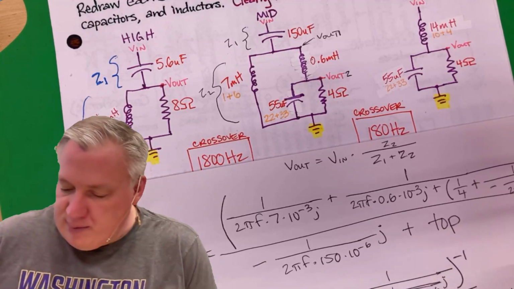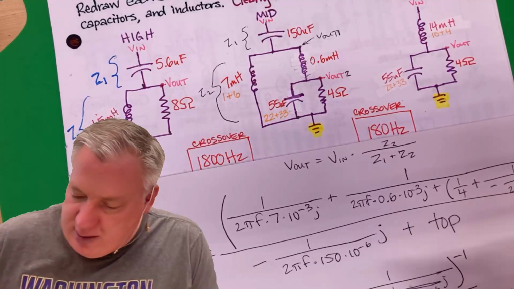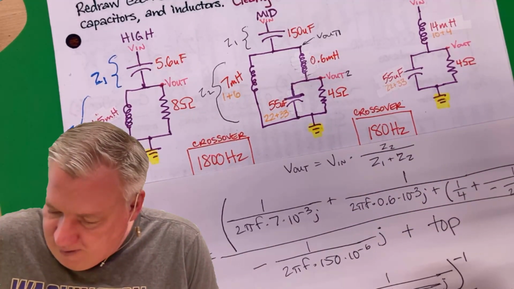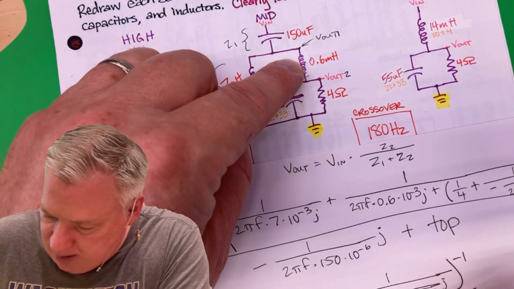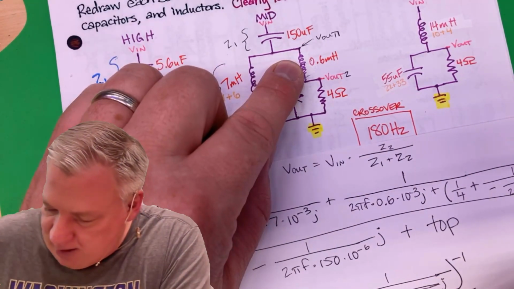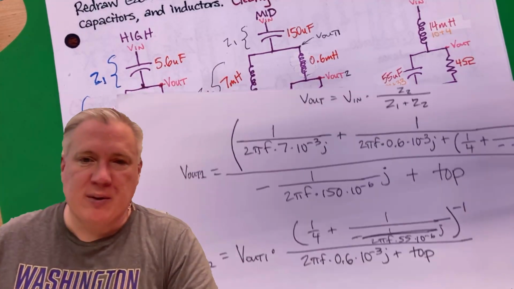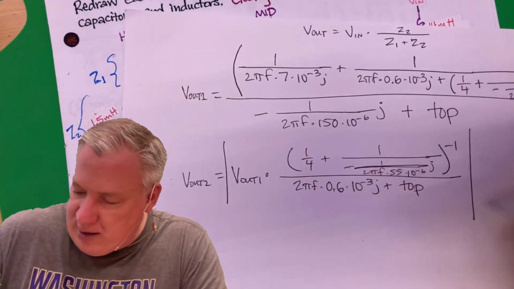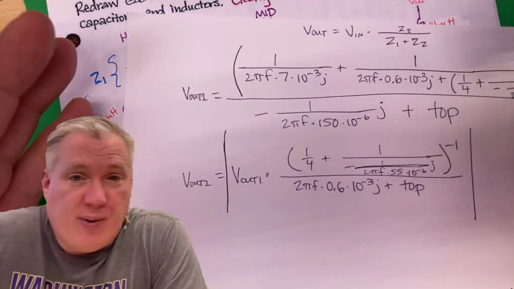And then our Z1 here is that inductor right there. So then I go 2 pi f times 0.6, I'm getting it from that inductor, times 10 to the negative third j, plus, and I'm just going to write top, meaning top of that fraction. And then this whole thing gets absolute value at the end. Okay, because that's what I want to graph.